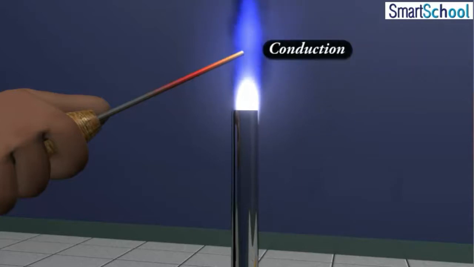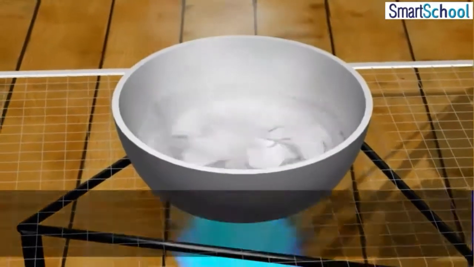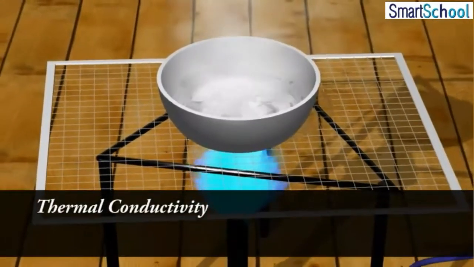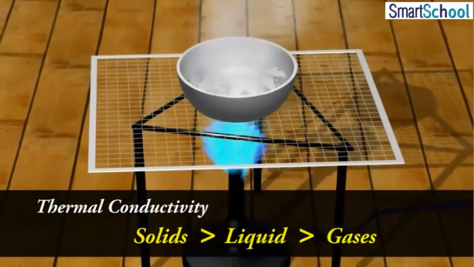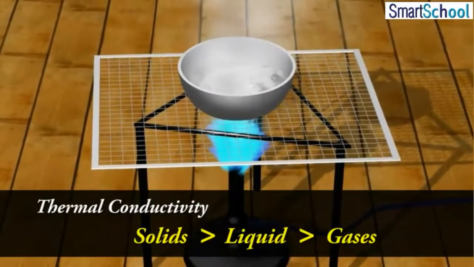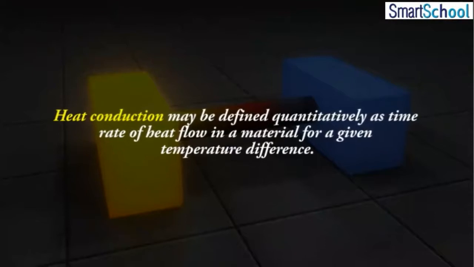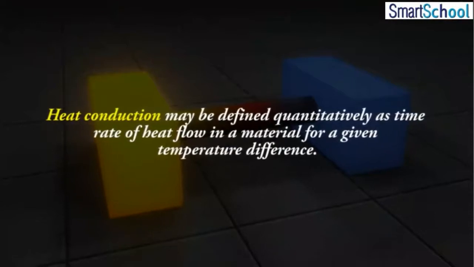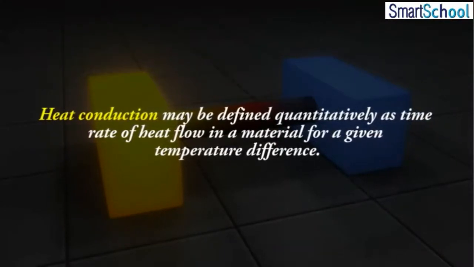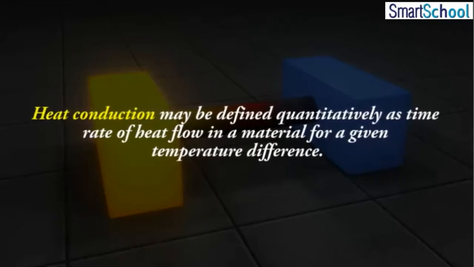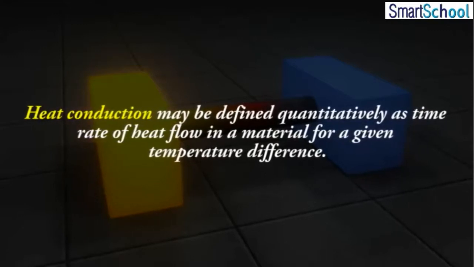It is important to note that gases are poor thermal conductors, while liquids have conductivities intermediate between solids and gases. Heat conduction may be defined quantitatively as time rate of heat flow in a material for a given temperature difference.